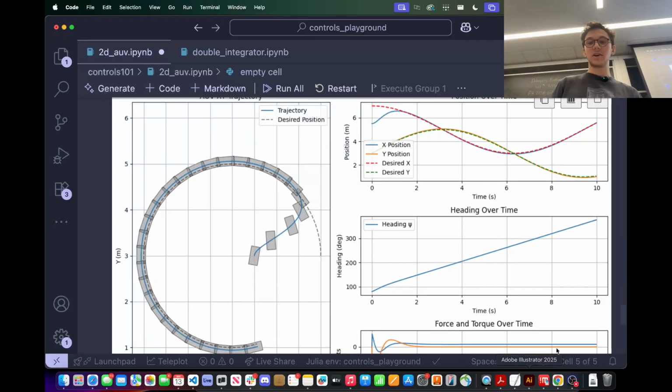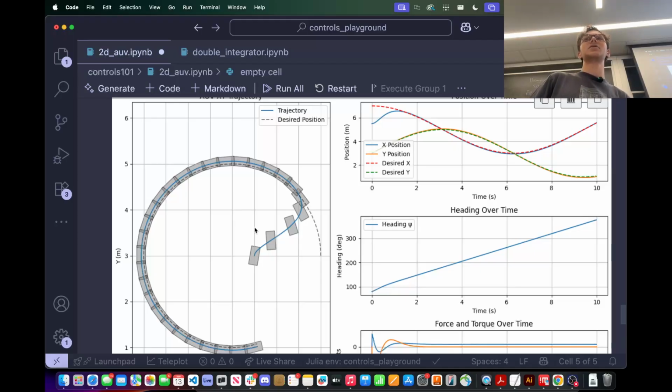And yeah, so this controller that I've presented here is basically a 2D version of what we do on the actual vehicle. It's pretty similar to this. It uses all the exact same control concepts. We're not doing anything crazy after this.